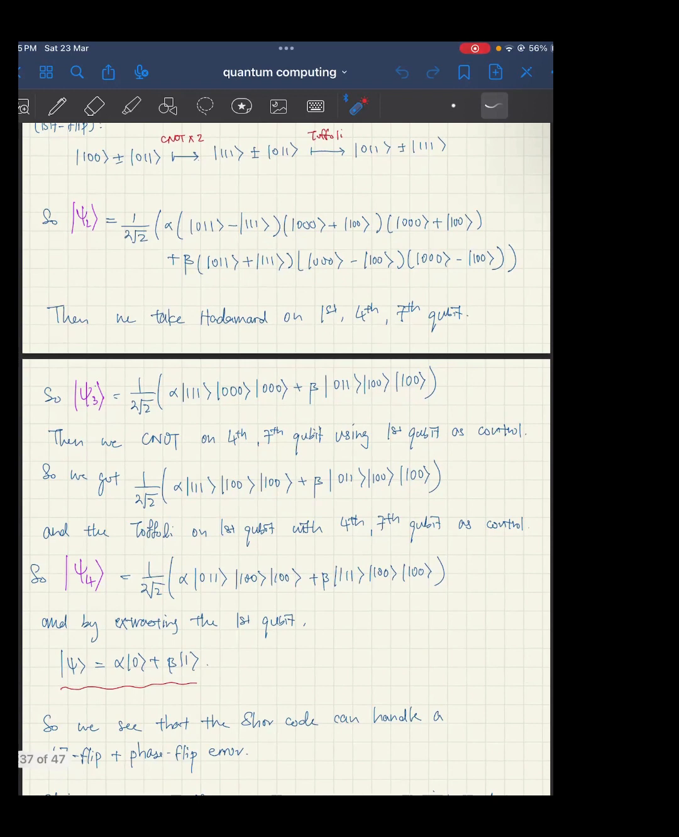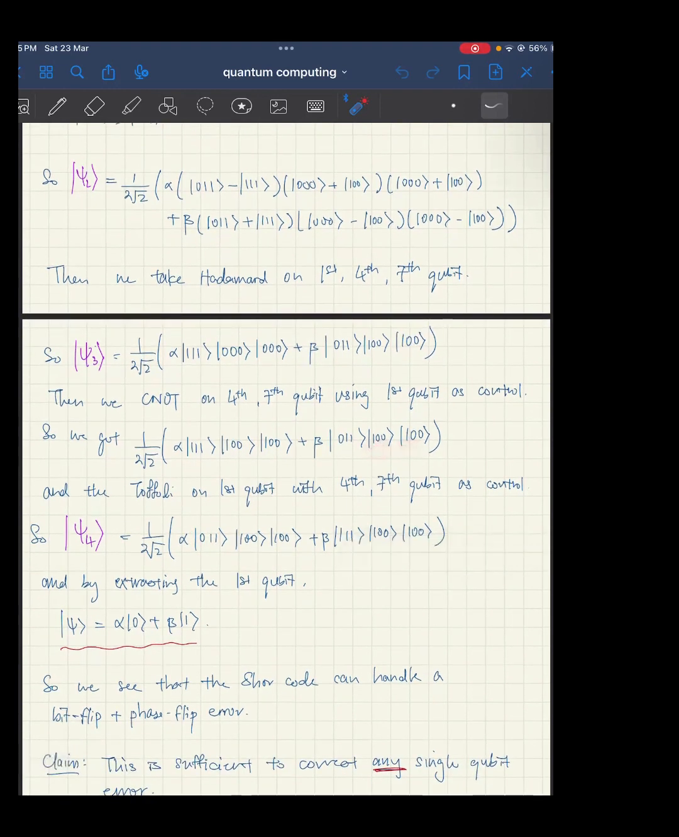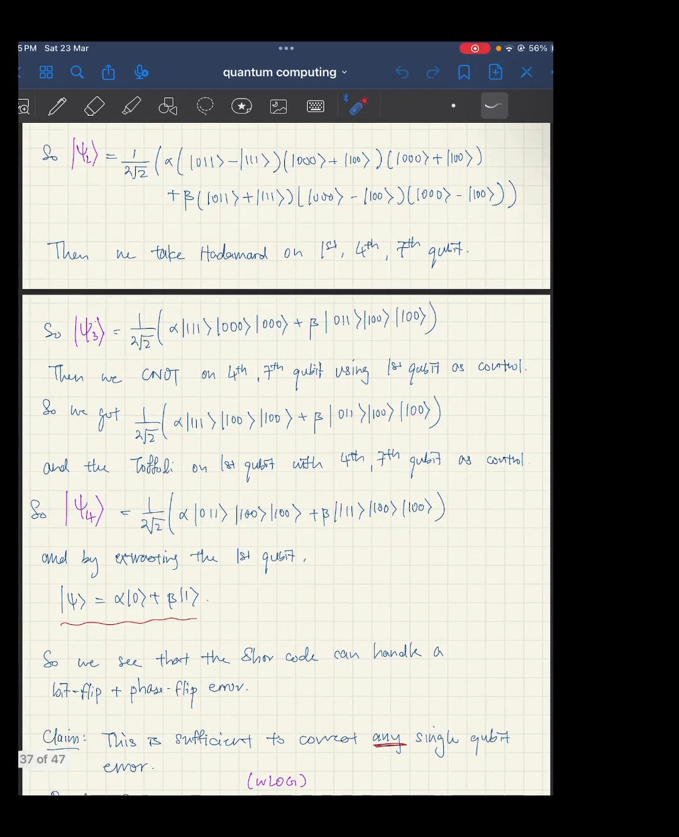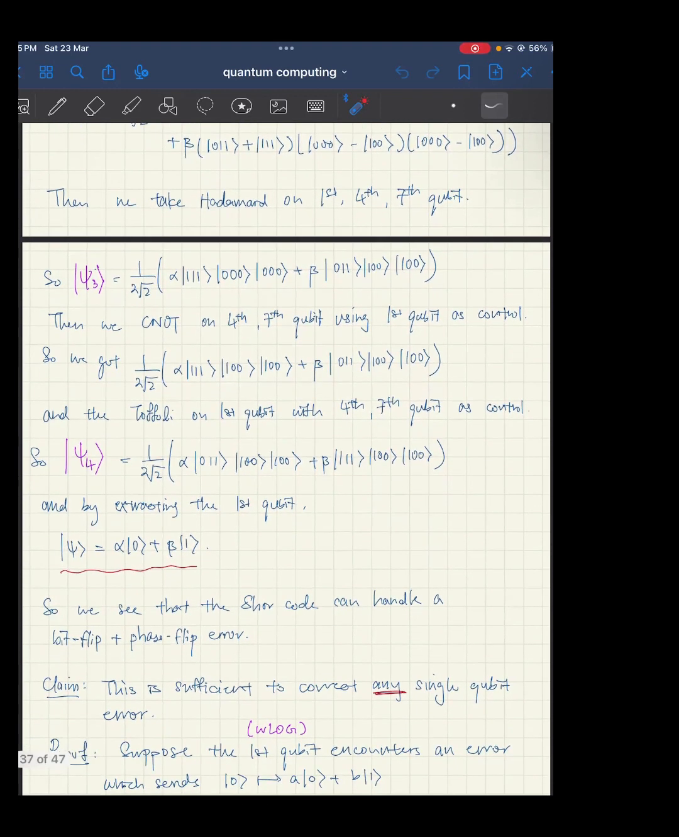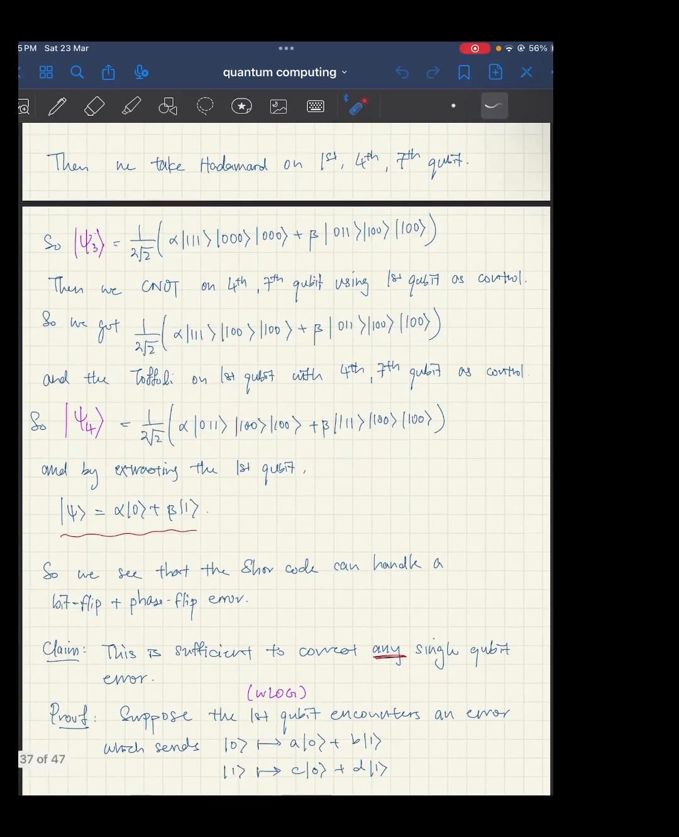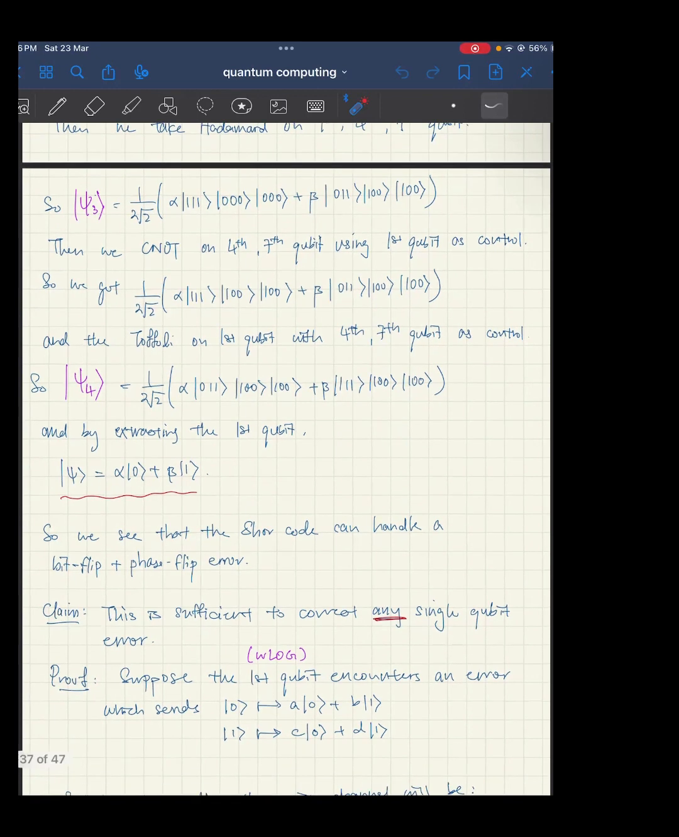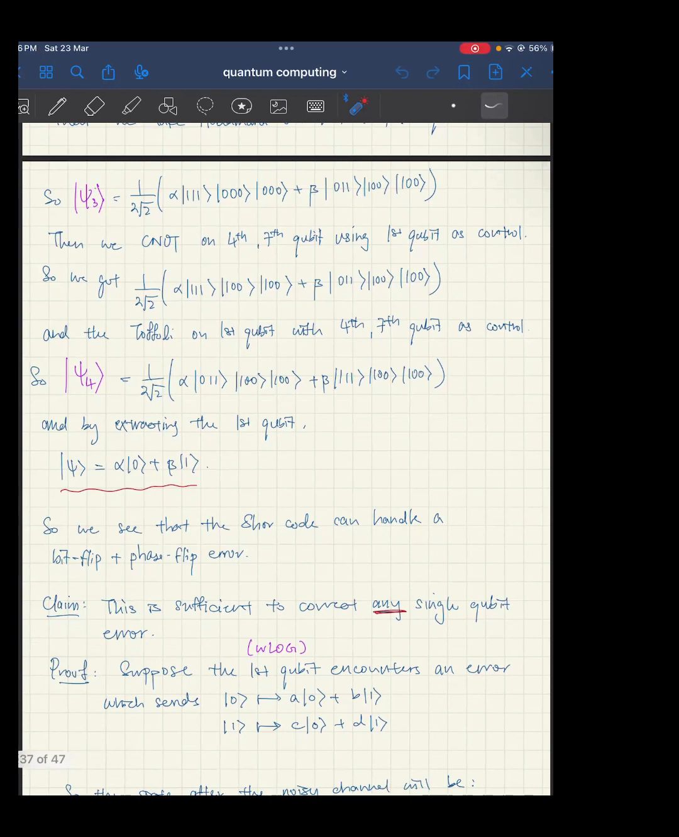Okay, and then we apply Toffoli. So this is both 1, so we flip this to 0. So we get 0 over here. And similarly, since this is both 1, we will flip the 0 to a 1. And now you notice at the end that if we look at the first qubit, we have alpha 0 plus beta 1. So by extracting the first qubit, we recover our state. And so you can see that the Shor code can handle both a bit flip and a phase flip error, even if they occur on the same qubit. So now we claim that this is sufficient to correct any single qubit error.